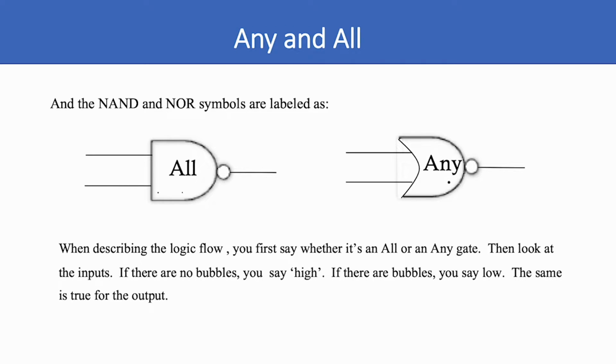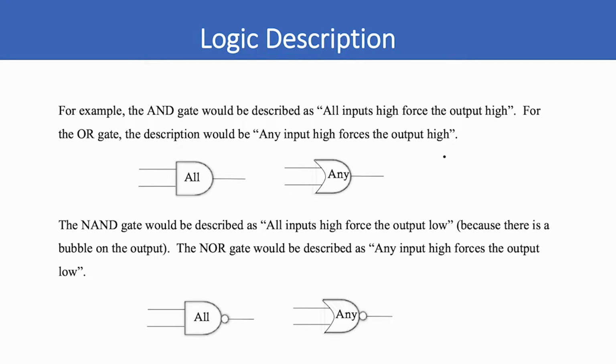And then for the NOR gate, we say any input high gives an output low. Again, any input high gives an output low. This just gives us an easier way to describe logically, when we're looking at a complex circuit, exactly what's going on. This allows us to logically understand a little better how the implemented circuits work. Okay, so let's look at the AND gate and the OR gate.